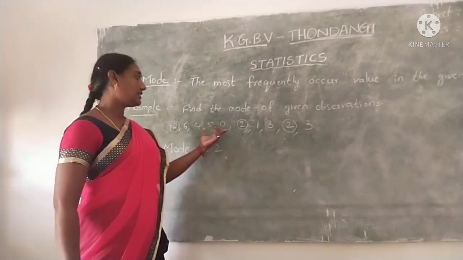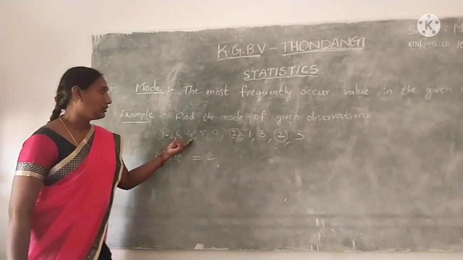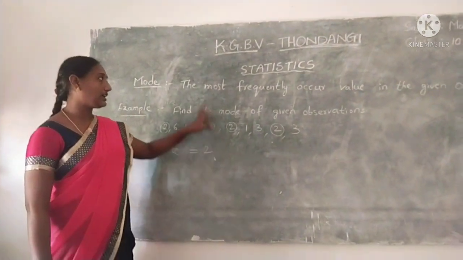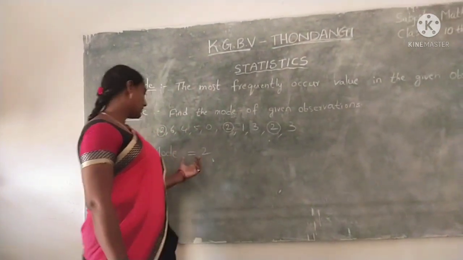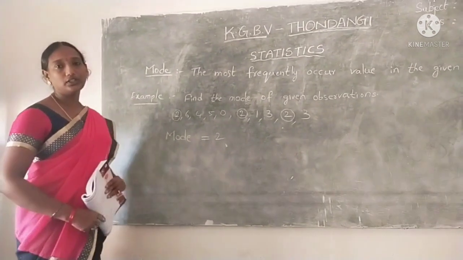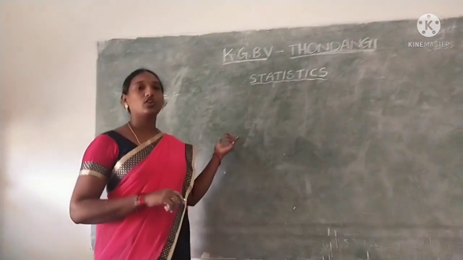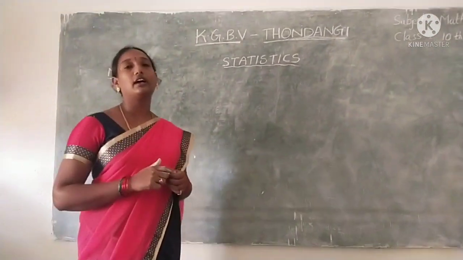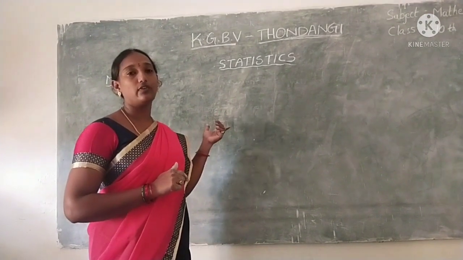Okay children, it is ungrouped data. So the mode of ungrouped data is the most frequently occurred value. This is about finding mode for ungrouped data. For grouped frequency, it is not possible to find the mode by looking into frequencies.